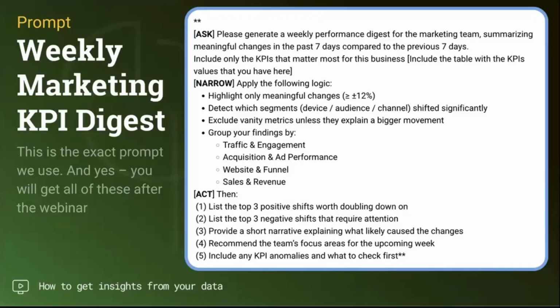Apply the following logic. Highlight only meaningful changes of more than 12%. Detect in which segments they might differ, but again, typical ones are device, audience, channel, that kind of stuff. Exclude vanity metrics and group your findings by traffic and engagement, acquisition and advertising performance, website and funnel, and sales and revenue. Then list the top 3 positive shifts worth doubling down on, list the top 3 negative shifts that require attention, provide a short narrative explaining what likely caused those changes, and recommend the team's focus areas for the upcoming week.